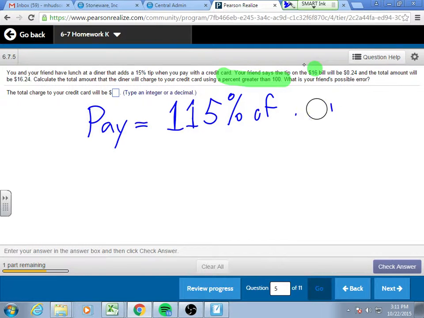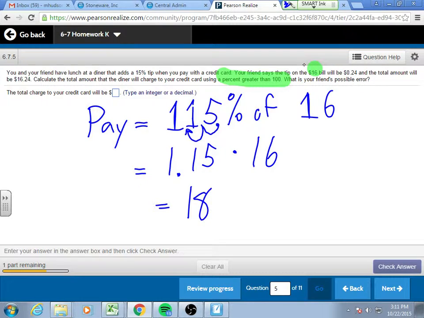Well, the bill is $16, so I can just replace that with 16 bucks. I can turn this into a decimal value by shifting that decimal 2 places. So I now get 1.15, and "of" tells me to multiply 16. And when I do 1.15 of 16, I get $18.40. Now notice, if your bill was $16 and now it's $18.40, that tells me that the amount that we tipped was $2.40. Interesting that your friend got 24 cents.